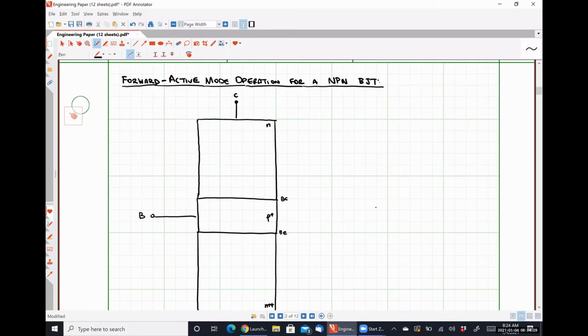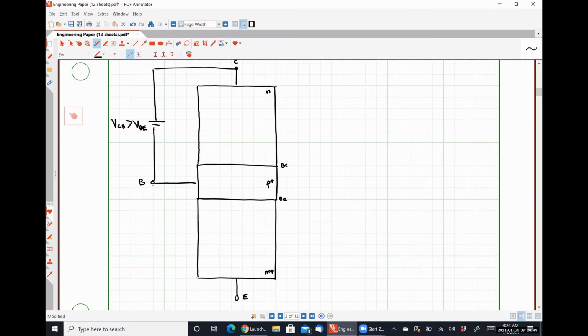For the forward active region, we're going to apply some voltage where VCB is greater than VBE. And we're also going to have our base emitter voltage, VBE, and let's just say, to be explicit here, is greater than 0. All right. So this is what forward active operation is going to look like.